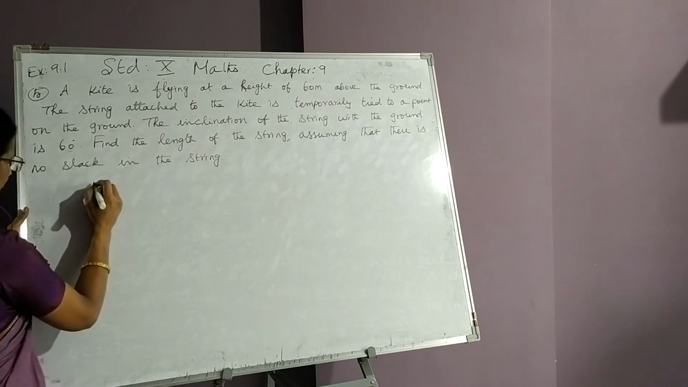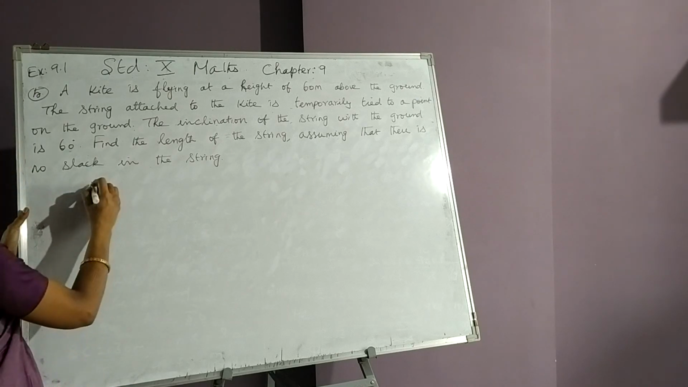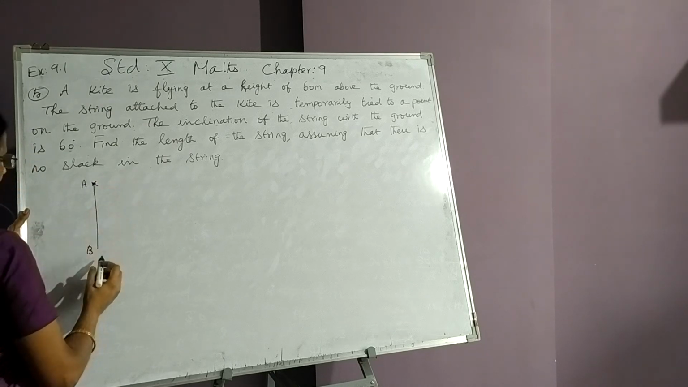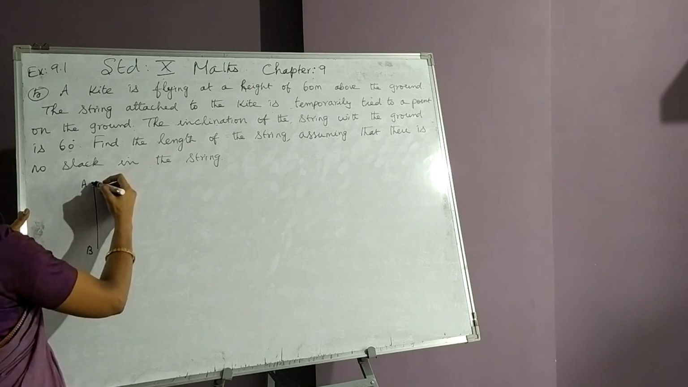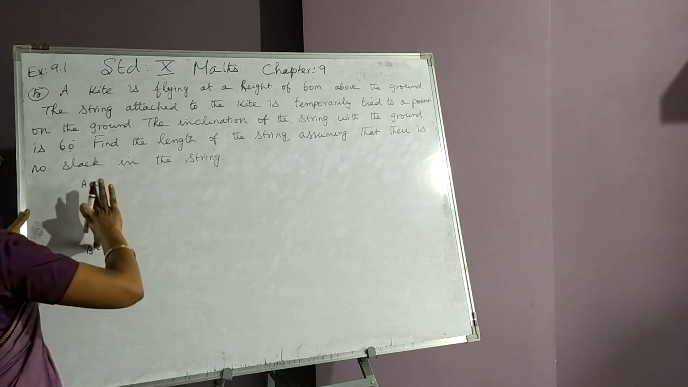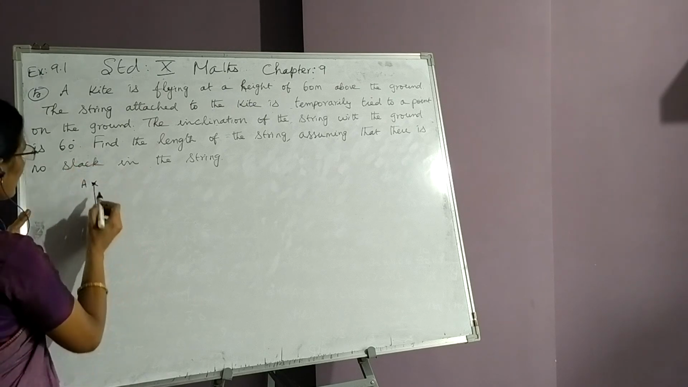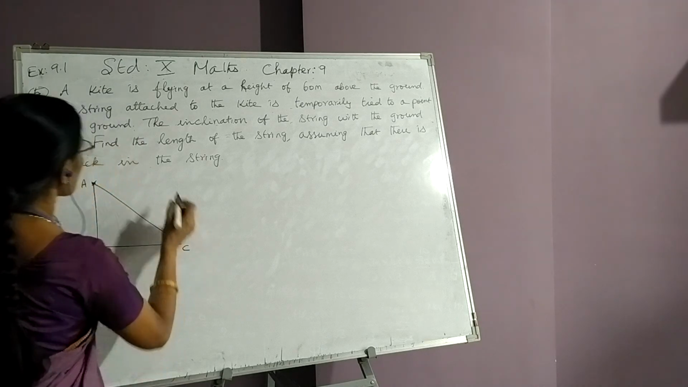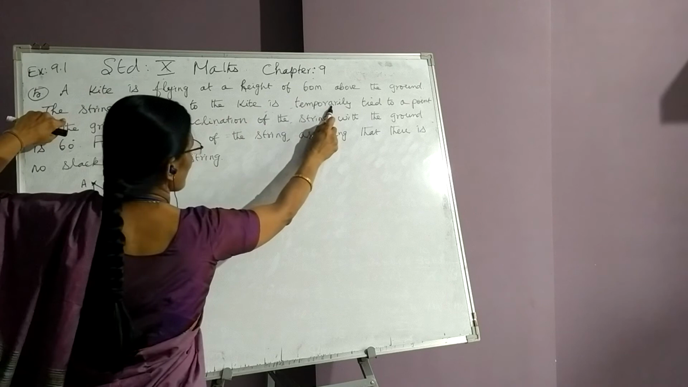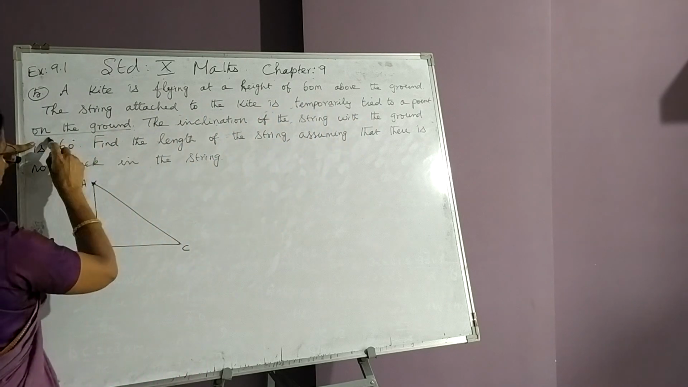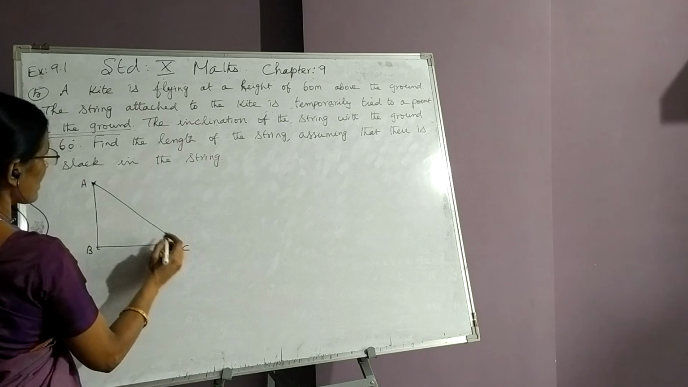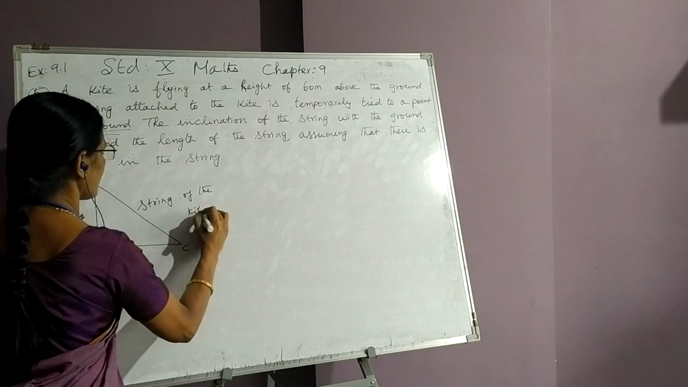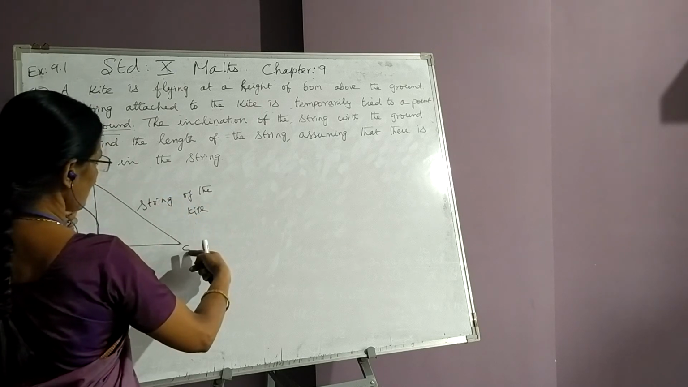First let us draw a kite. Say the kite is flying at this height. So A is the place where the kite is flying. AB is called the height of the kite. If you measure from the ground, this is the height of the kite. The string is like this. It is given the string attached to the kite is temporarily tied to a point on the ground. So C is a point on the ground. AC represents the string of the kite. So the thread is nothing but AC.